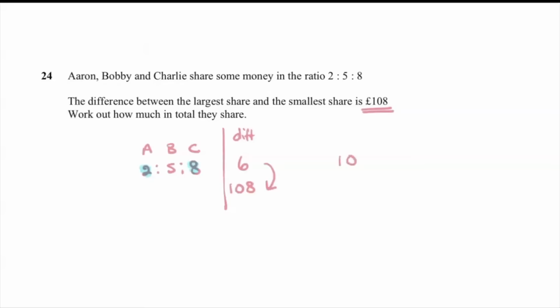So my trusty bus shelter will do this. So it's times by 18. That means all of the ratios need to times by 18. So double 18 is 32. And then we need to do 18 times 5 and 18 times 8. Obviously, your method may differ to mine.